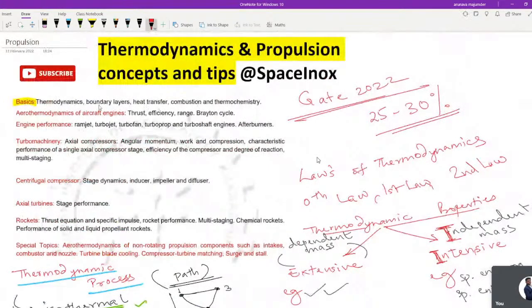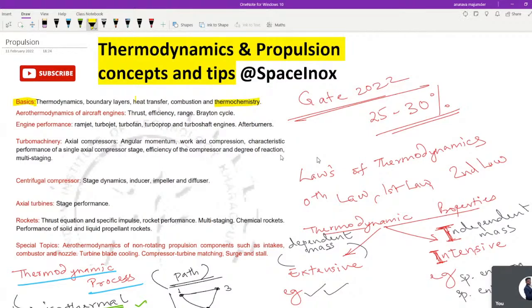Now moving to boundary layer, heat transfer and combustion and thermochemistry. Let me first give you some idea behind thermochemistry. In this particular topic, heat transfer and combustion thermochemistry, for combustion, definitely one question will be there, using efficiency, 100%. But talking about thermochemistry, it's a rarest of rare question, but one of the very easy and scoring parts.